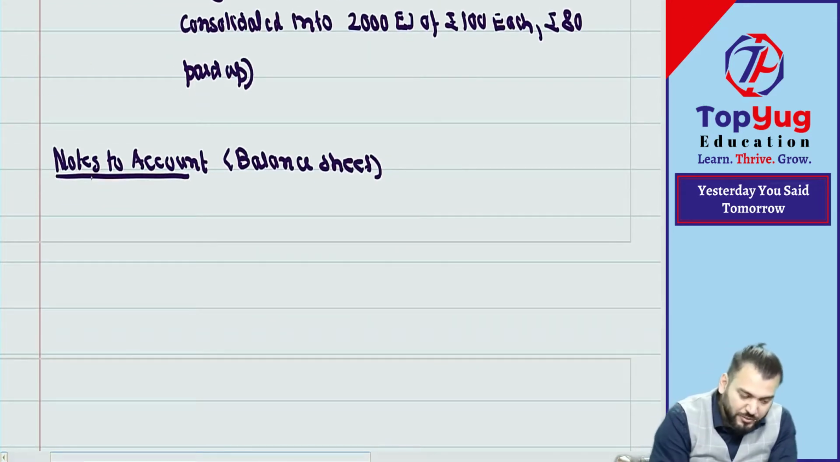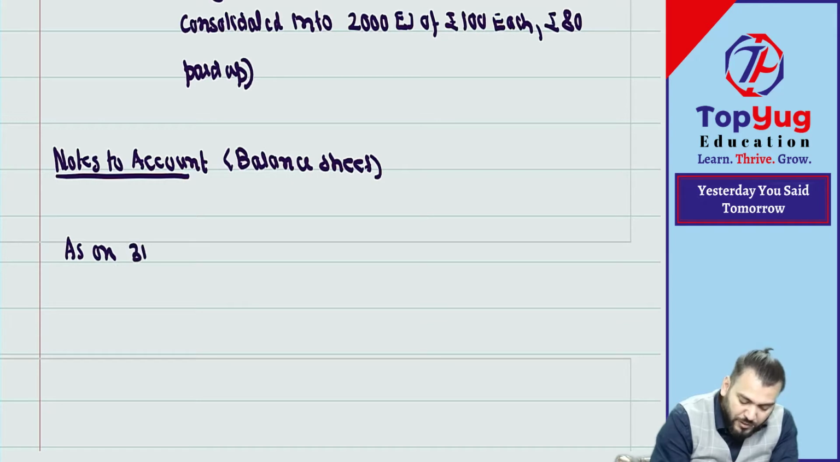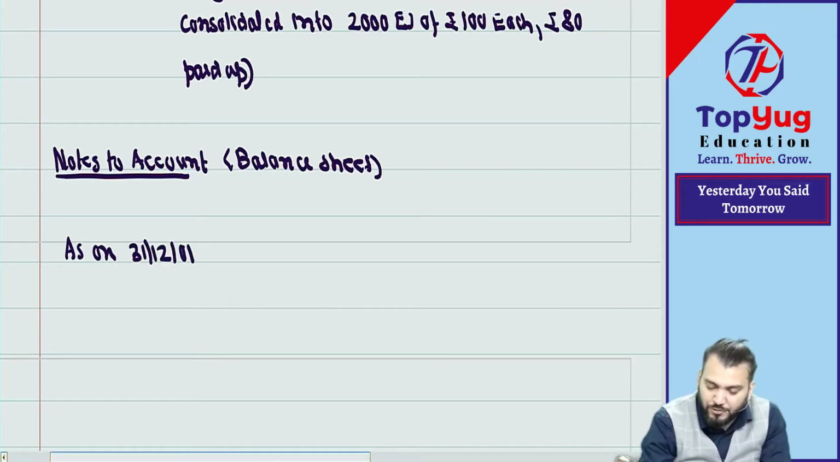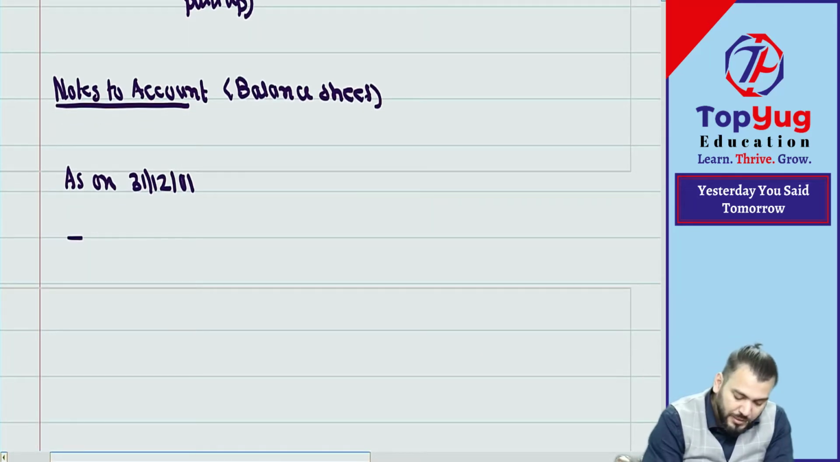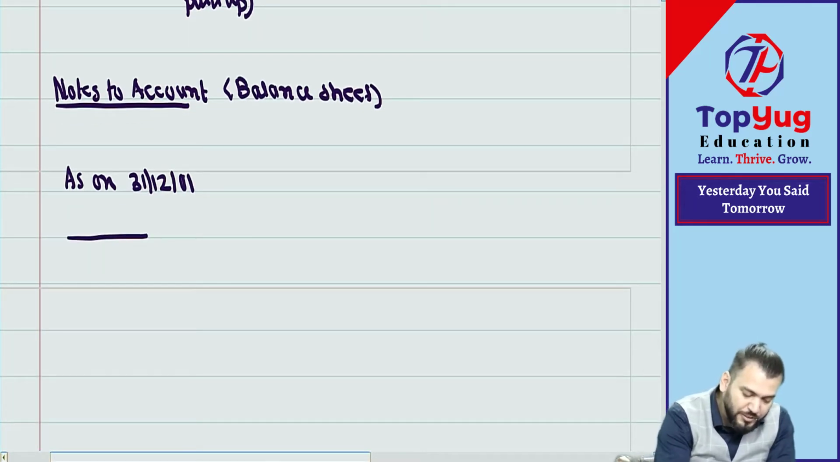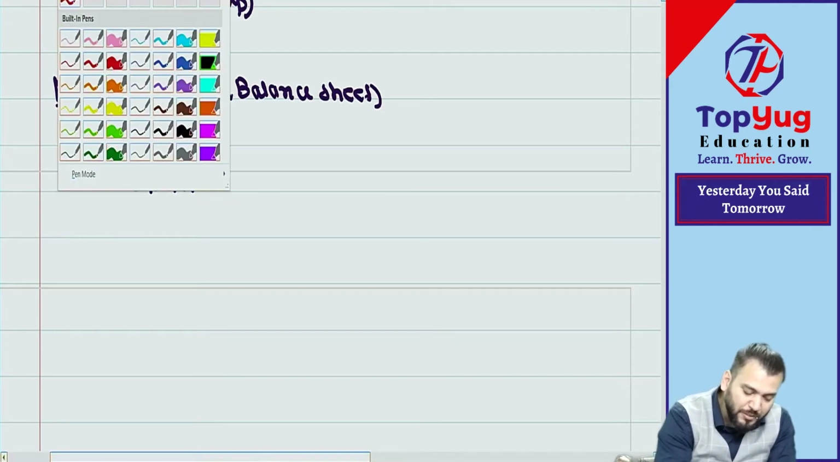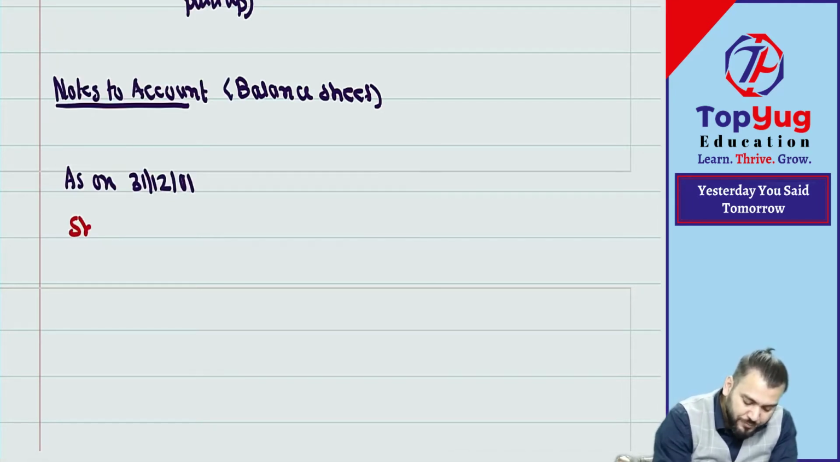First write down as on 31st 12 2001. What was the position? Correct. So 31st 12 2001. We need to prepare notes to account for share capital.